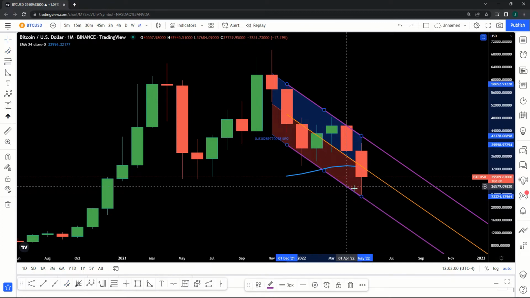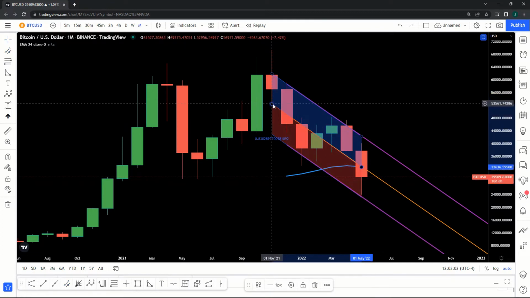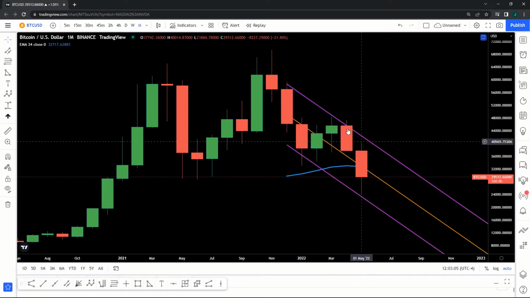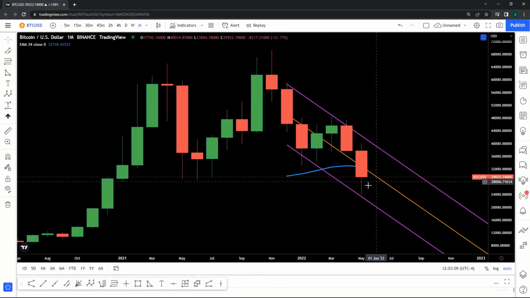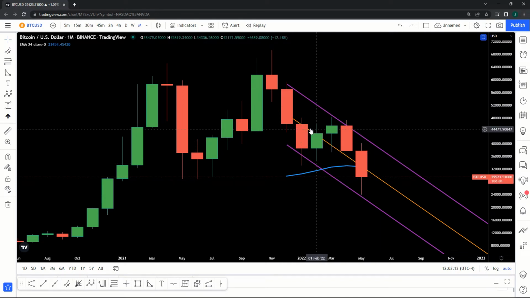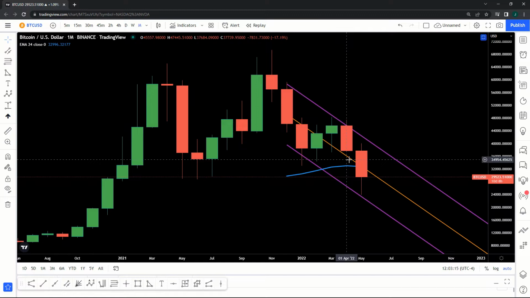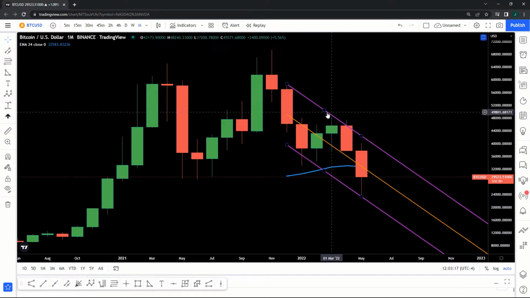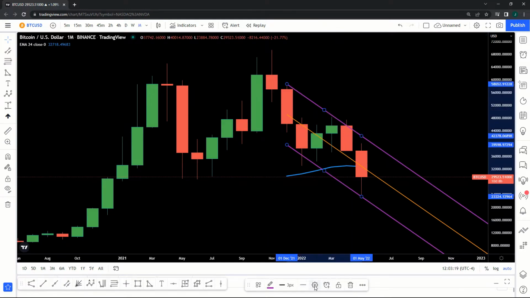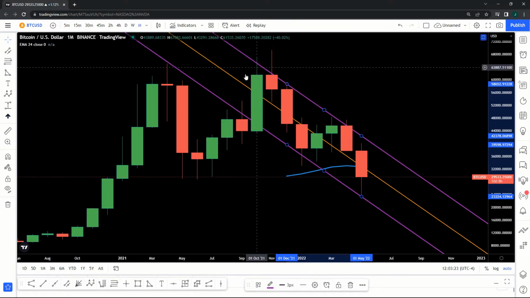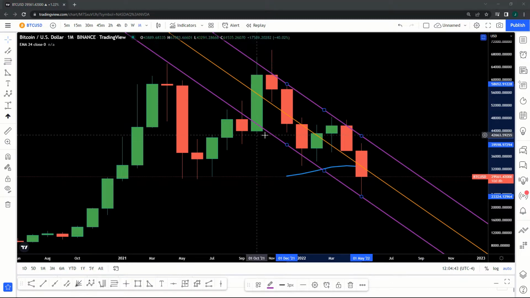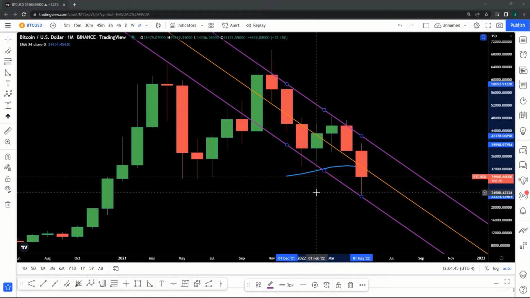So the purple bands are support and resistance. The orange band is just acting as both support and resistance. And let me just expand this out, so it goes out to the prior month, and this gives me a visual representation from a broader outlook.